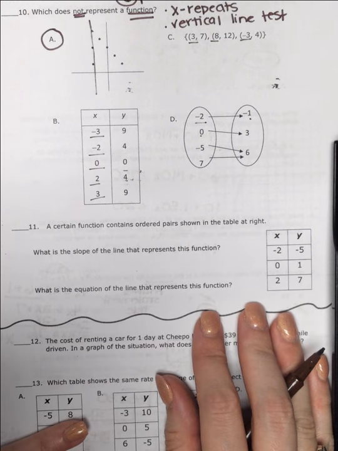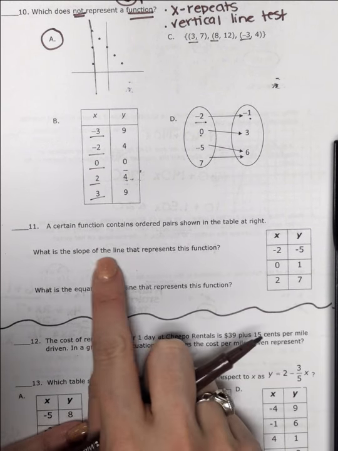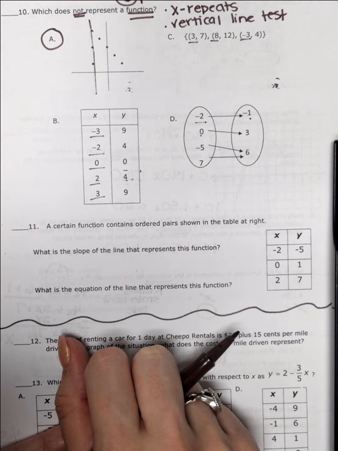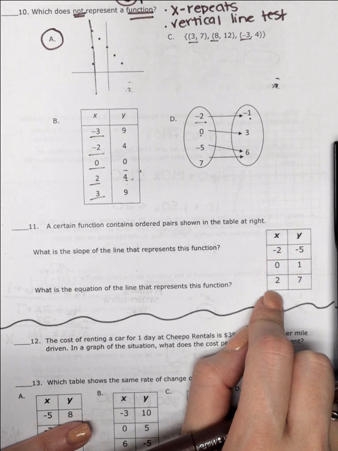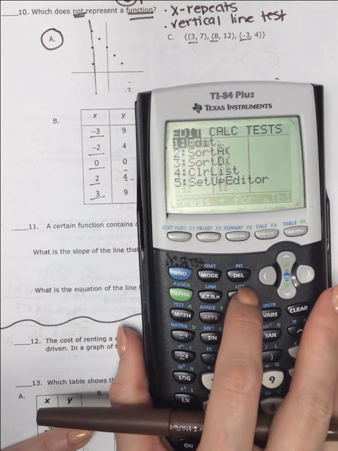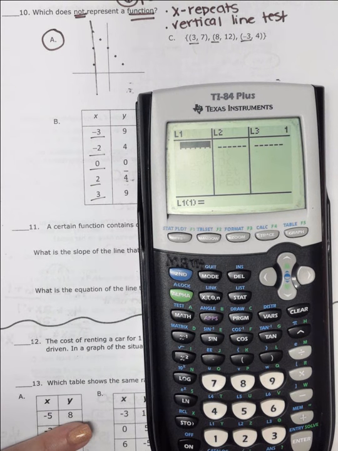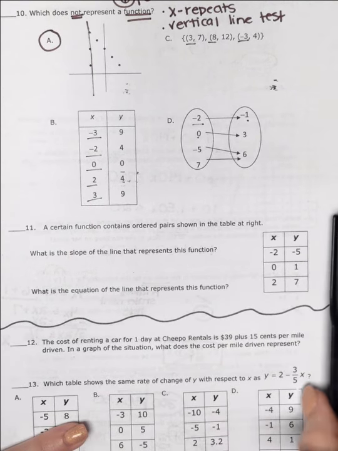A certain function contains ordered pairs shown in the table at the right. What is the slope of the line that represents this function? Okay, these are tables and a point. If you want to use linear regression, you can. So we could go stat, enter, and type in our points. Or I'm going to go over how to do it by hand.